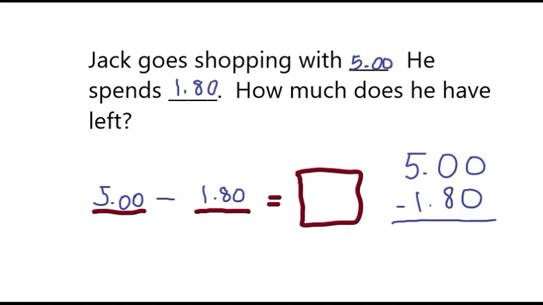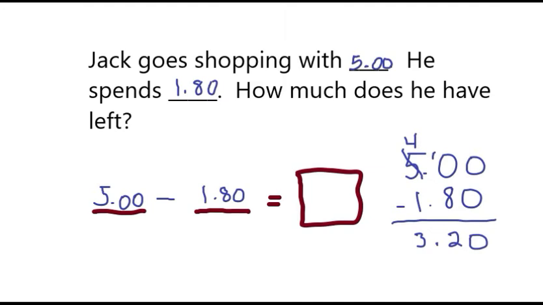0 from 0, nothing from nothing, leaves nothing. 8 from nothing can't be done. So you have to go and borrow from the 5, leaving that a 4, making this a 10. So now you're going 8 from 10. And what does that leave you with? I hope you said 2, because I did. And 1 from 4, what does that leave you with? And if you're thinking, or if you know it's 3, I'm glad.